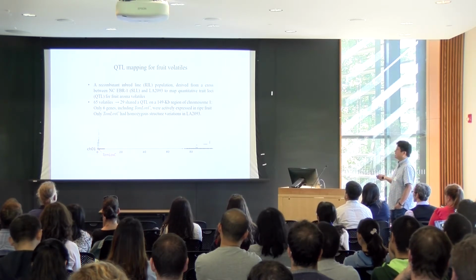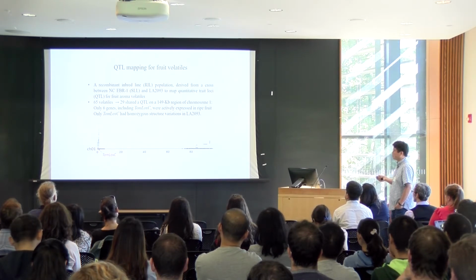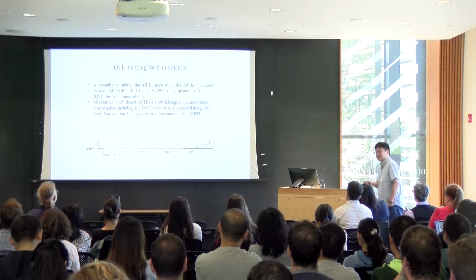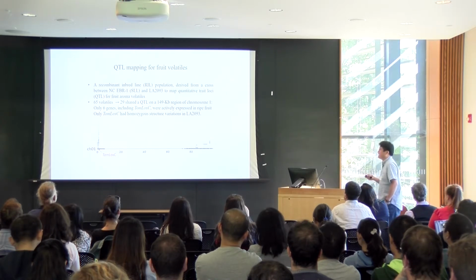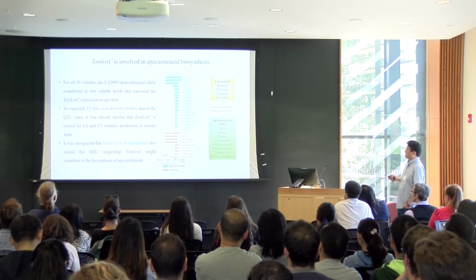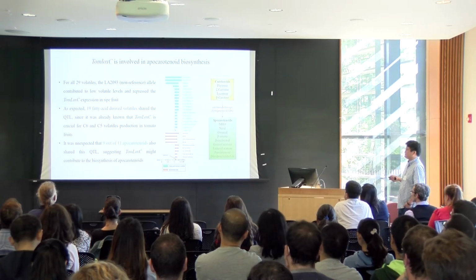And this region only has 6 genes, and only this gene was actively expressed in ripe fruit, and only this gene has a homozygous structural variation. So through this QTL mapping, we can easily narrow down to this gene. And for all 90, I will skip this one.